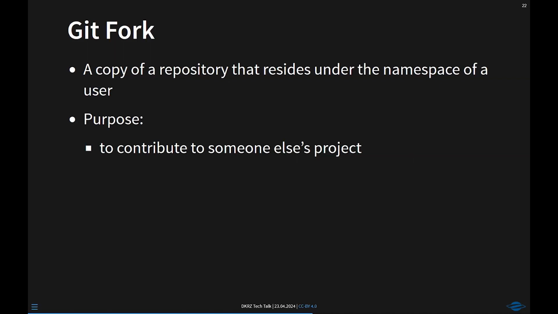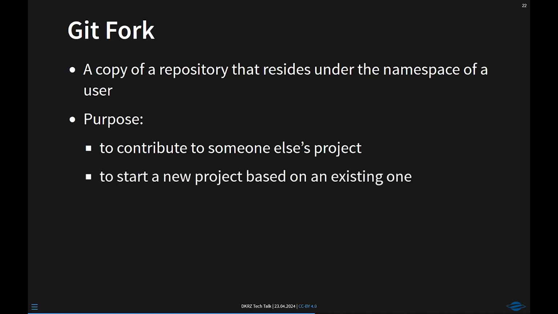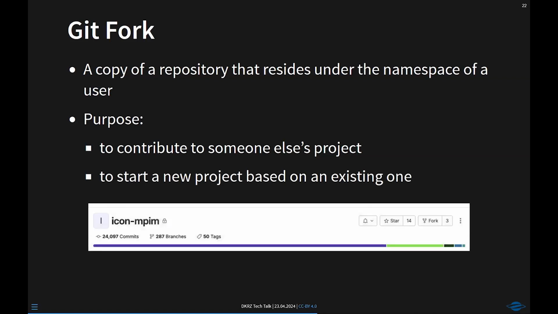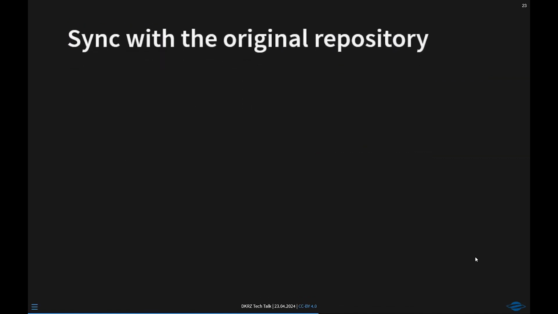So that's one case where we need a Git fork, but we can also start a new project based on an existing one, which doesn't need to be merged later into the original one. There also it makes sense to create a Git fork. Now, this is not a recommendation: you should not create a fork from icon and KIM. But for any other project, you can create a fork by clicking this and then proceeding from there. That's the way you can create a fork.